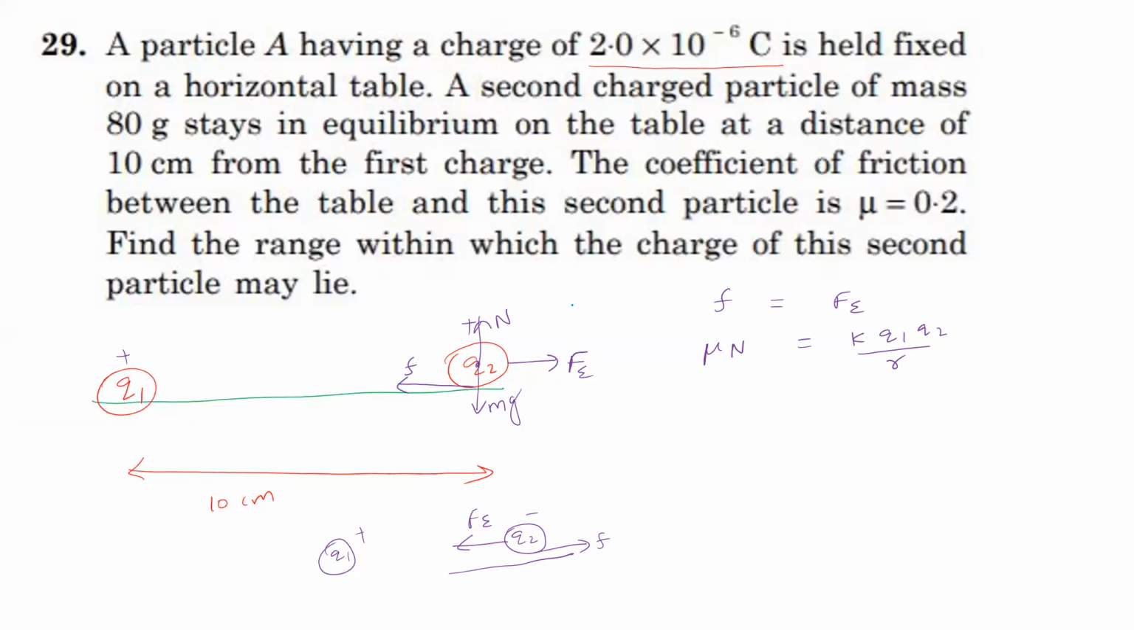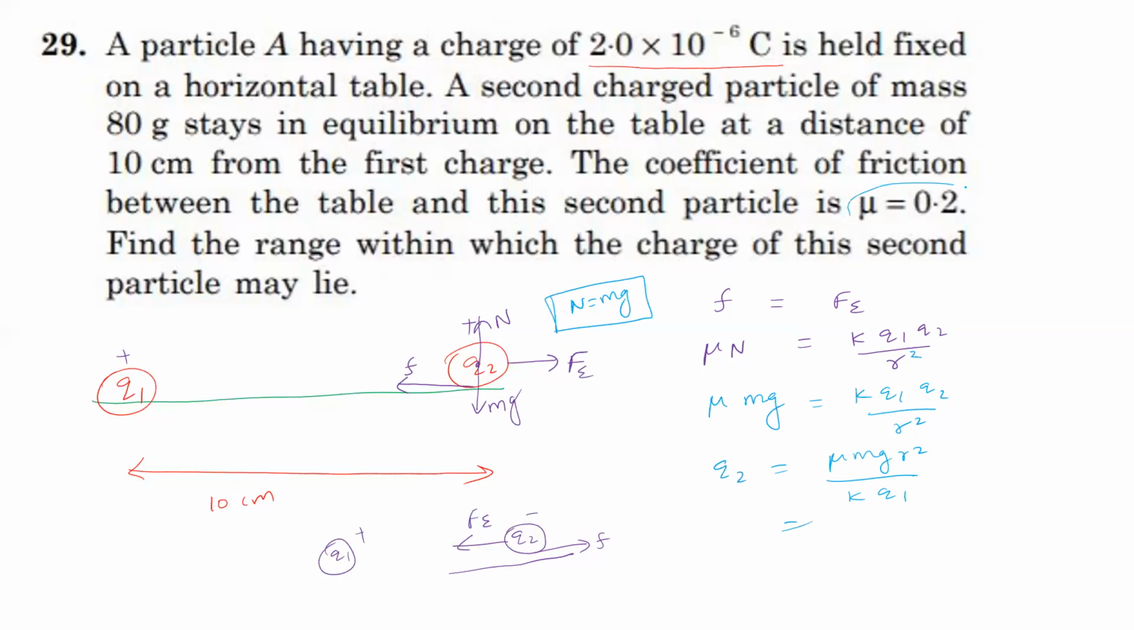N value we are getting as N is equal to mg, since in perpendicular to the table there is no motion. So N equals mg. Mu times N, with N written as mg, is equal to K Q1 Q2 by R square. Now we need to find the range of Q2. So we get the maximum value of Q2: Q2 is equal to mu into mg into R square divided by K into Q1.